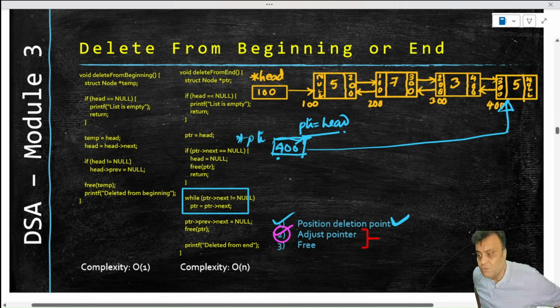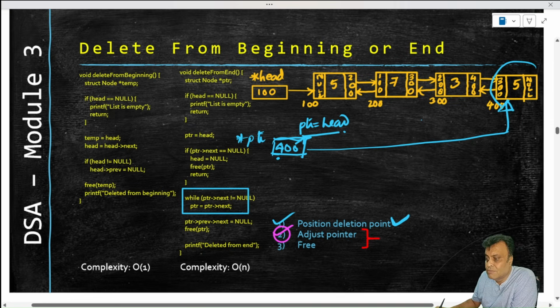So what do we need to do? We need to delete this node. I can delete this node by doing a free of this pointer. Perfectly fine. But then there are some adjustments I need to make. What adjustments? This node cannot point to 400 because now it will become the last node. If it becomes the last node, I'll have to make its next null. Now, how do I reach this? I am here, my pointer points to 400. I have to go to 300. How do I go there? Because I have to make 300 next equal to null. Right? How do I do that?